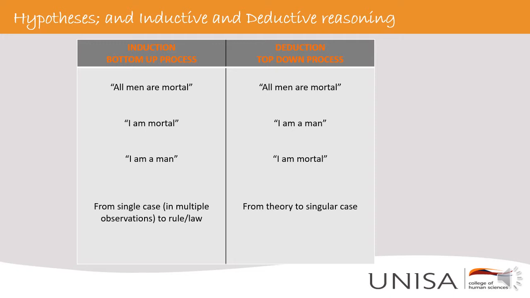The second type of reasoning is deduction. Here, we move from a theory to a singular case. So, I can hypothesize that because all of mankind is theoretically mortal, and because I am a man, I am mortal.